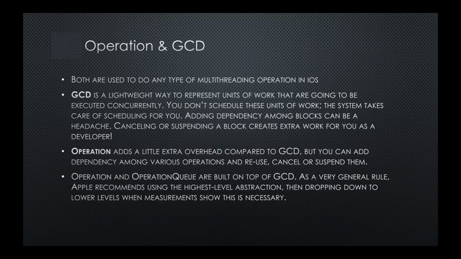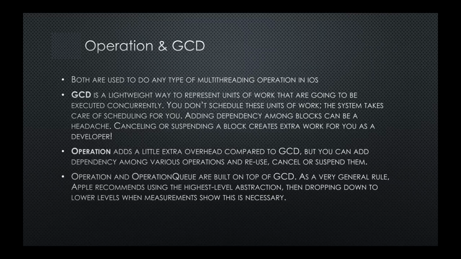Okay, Operation and GCD. So in Swift and Objective-C, how do we achieve multi-threading? This is Apple's way of achieving multi-threading for us. They provide us two libraries, which are GCD and Operation. GCD is the base library, the lowest-level library which Apple provides. What it says is GCD is a lightweight way to represent units of work that are going to be executed concurrently.